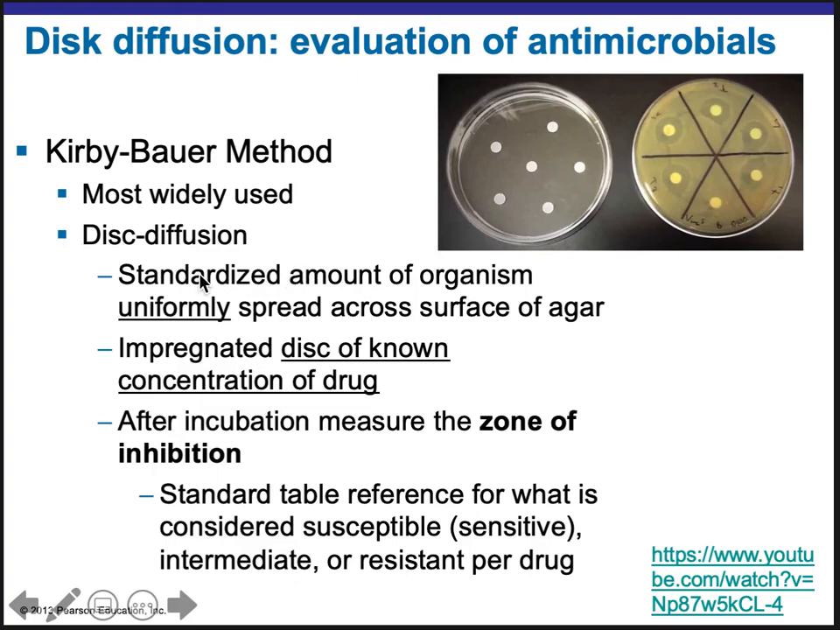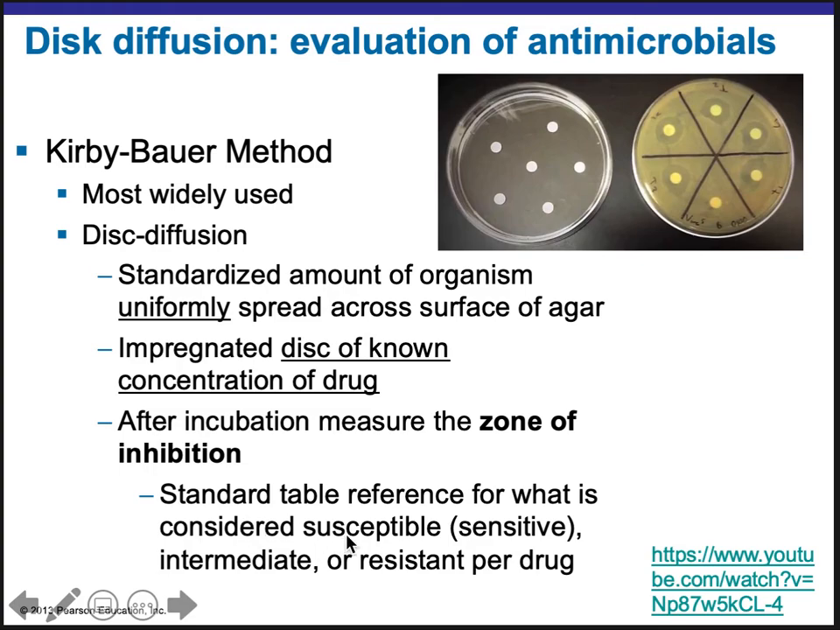So, a standardized amount of organism, right? So we know how much we're spreading across the plate, and it's uniformly spread across the plate to make that lawn. And then we place the disc with the drug on it, and we know the concentration of the drug. It will be both on the bottle and on the disc itself. And then after you incubate, you look for that zone of clearance. As you see here, no zone of clearance. Here you have a nice zone of clearance, and you have to measure that in millimeters, and then you have to look at the standard table reference for what is considered susceptible.